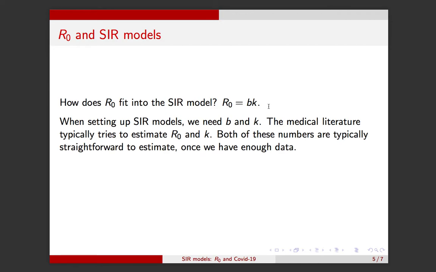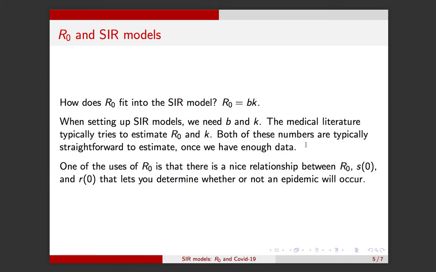Well, if nobody is reporting B, that can be a problem for you, right? However, the medical literature, epidemiologists, people like this, they try to estimate R naught, and then this K value is just the length of the disease in an infected person. So everybody is always trying to estimate that. Both R naught and K are fairly straightforward to estimate once you have a large data set. So if you look on PubMed or whatever, and you're interested in building an SIR model, you can usually find R naught and you can usually find K if you know how to look.